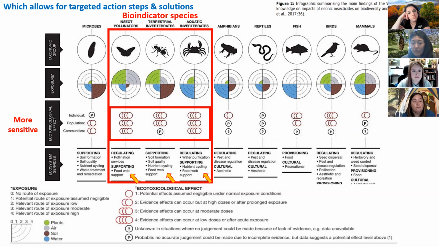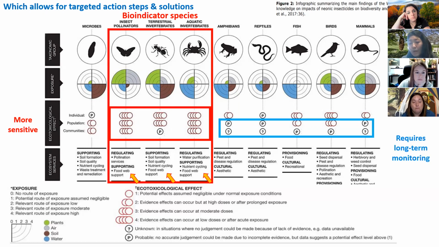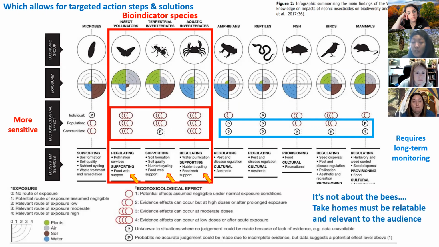And really, I think of moving away from, it's not about the bees, it's about the fact that these are bioindicator species. And even if they are more sensitive, the loss of these insects means the loss of food web support. The loss of food web support is going to have an impact on these animals, probably longer down the road. So we've got this differentiation between short-term monitoring of bioindicator species and the need to do long-term monitoring for these others. The take home is really, it's not about the bees. Your messaging has to be relatable and relevant to the audience as a whole.